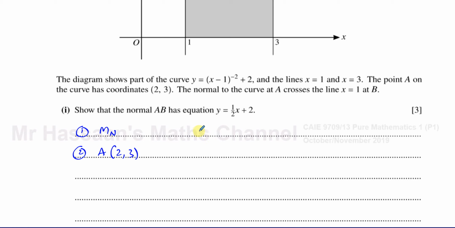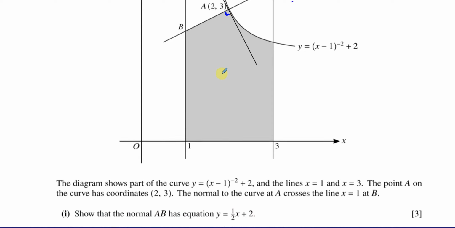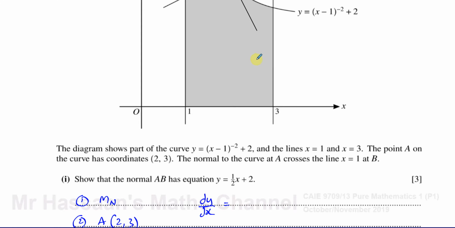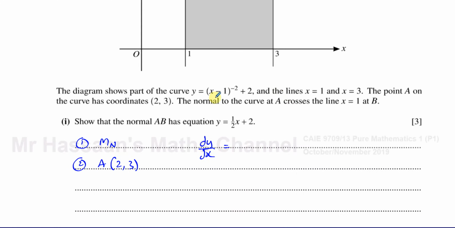So we need to find dy/dx. The first step, we need to find what the gradient function is for this curve and find the value of the gradient at the point A when x equals 2. So to differentiate this, we need to use the chain rule where we have (x minus 1) to the power of minus 2. So what we're going to do is multiply by the power.